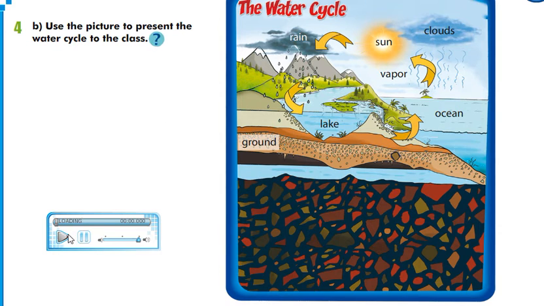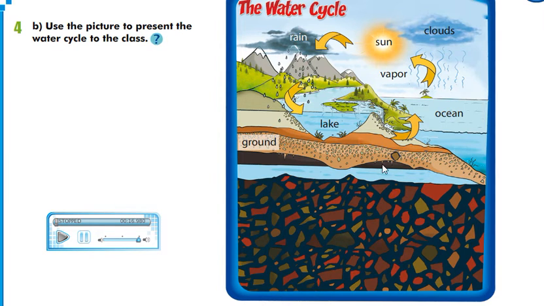When the sun is out, it heats the water in the oceans. When the sun heats the water, there is vapor. When vapor rises into the air, it forms clouds. When the water droplets in the clouds get too heavy, it rains. When it rains, the water runs off the ground into rivers.